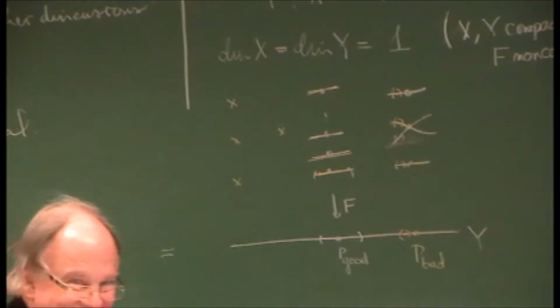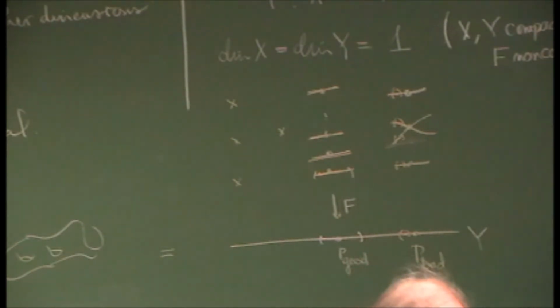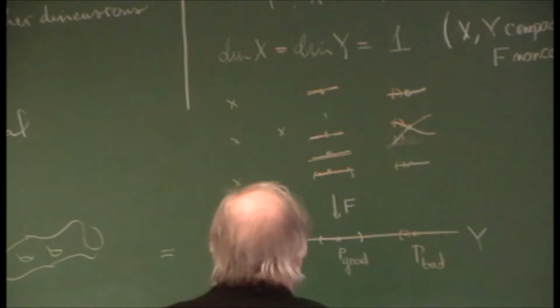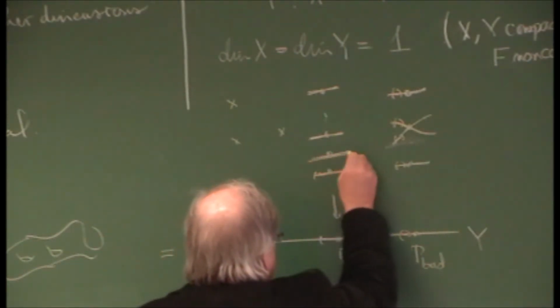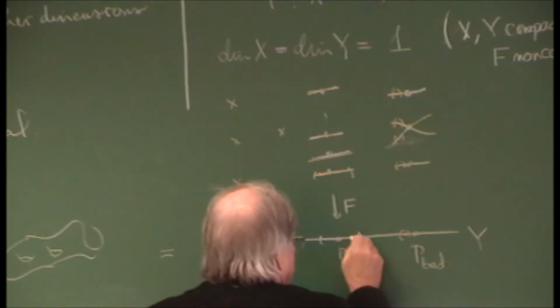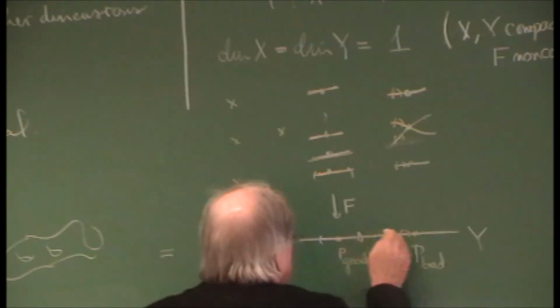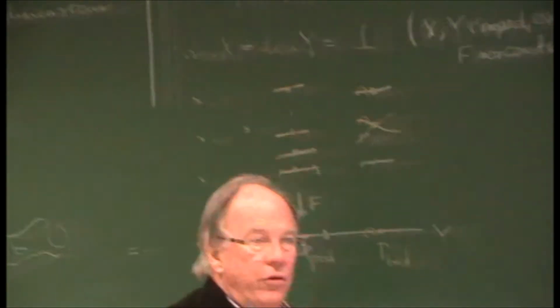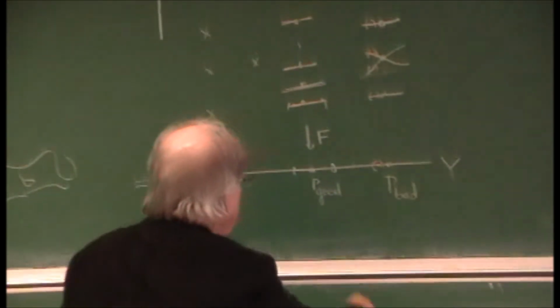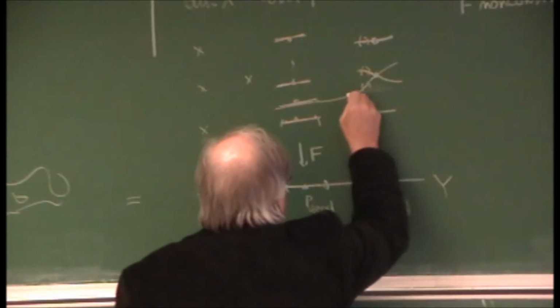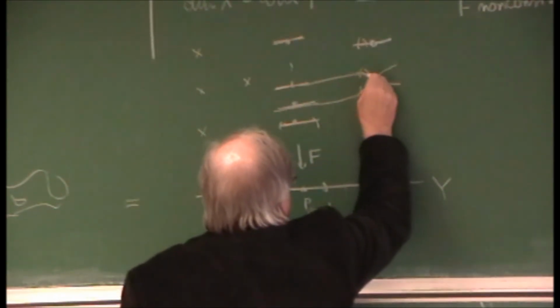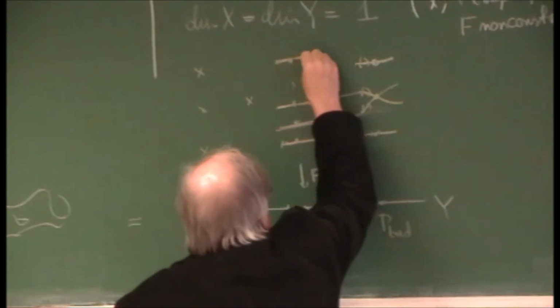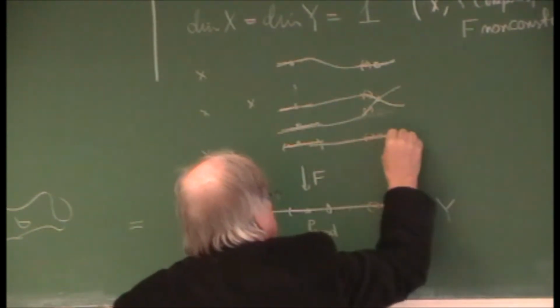Well, what happens here is that you're on this good stuff and you move toward this bad point. So we're moving toward this bad point from the good point. And in between, there are no bad points. If you don't hit ramification, you could continue on. And what's going to happen is you're going to do this, and then finally you're going to come to a ramification point. So what's going to happen is this.